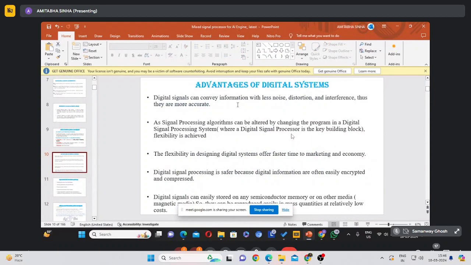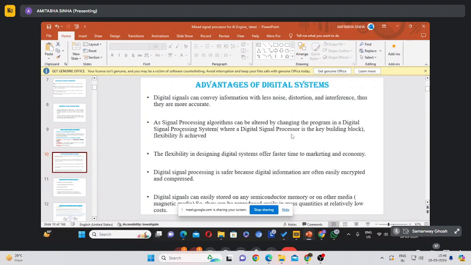And the advantage of digital circuits, of course, many of you must be knowing all this. Digital signals can convey information with less noise, less distortions and interferences. Thus, they are more accurate. Because in digital circuits, once you get the signal level 1 or 0, their values don't depend on any resistance or capacitance or this kind of thing.